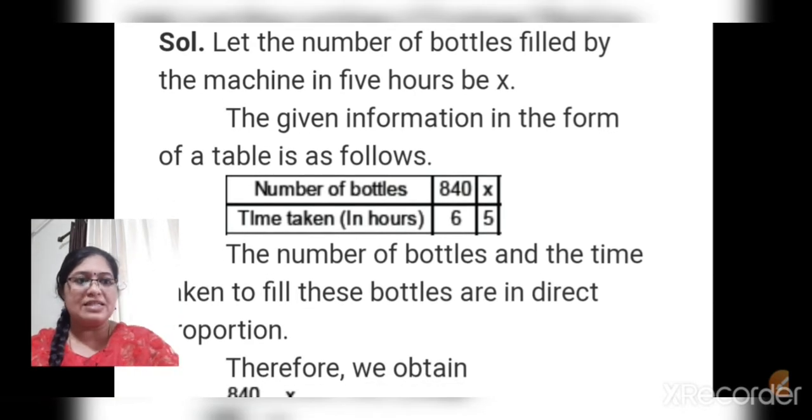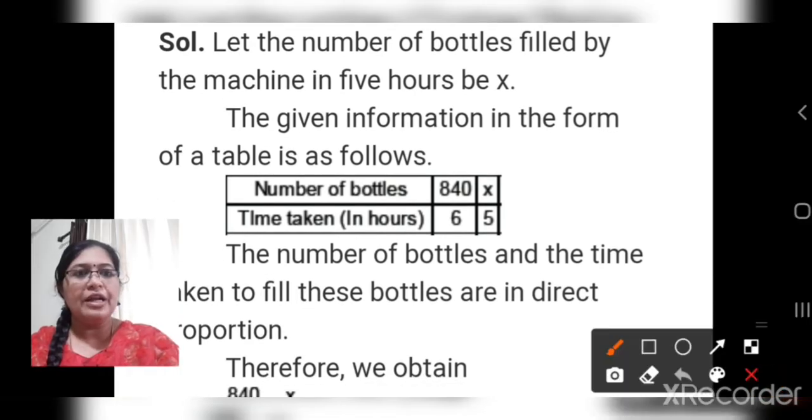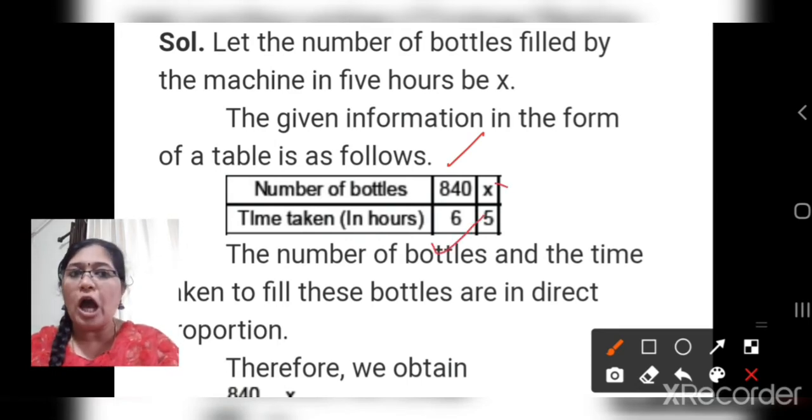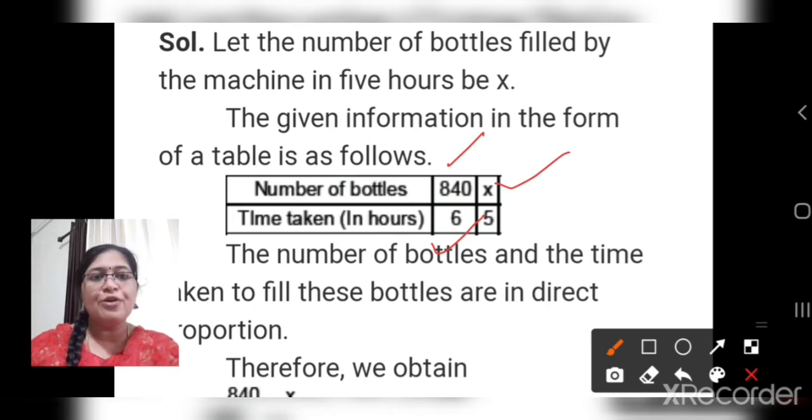Okay, so let us see the box now. Number of bottles is 840 means time taken is 6 hours. So we don't know how many bottles can be filled using 5 hours, so we have written it as X. 5 hours we know, but we don't know how many bottles can be filled, so we have written X. So it is direct proportion. So what will you do? Division. Right? So let us see that.